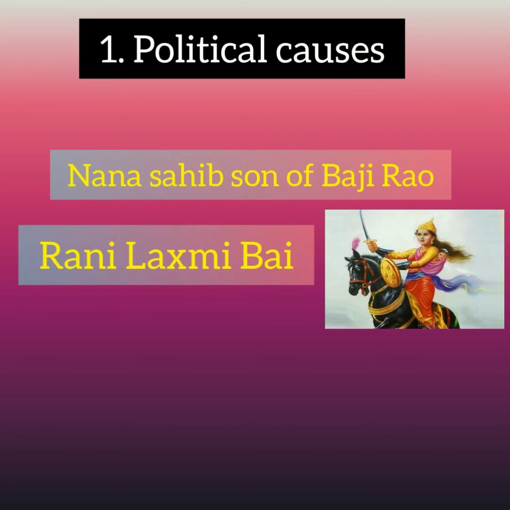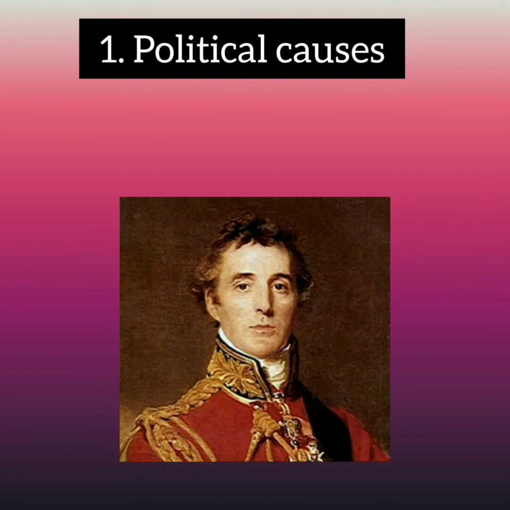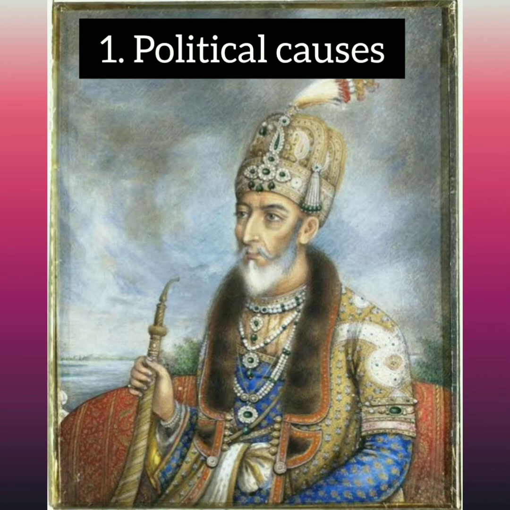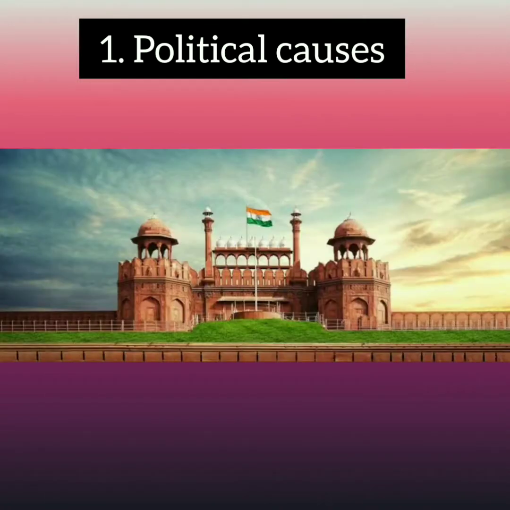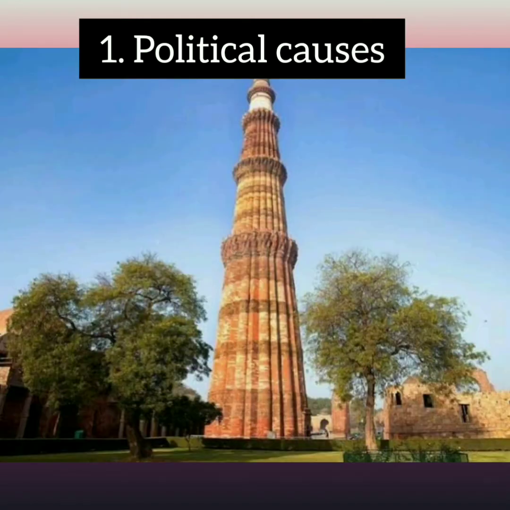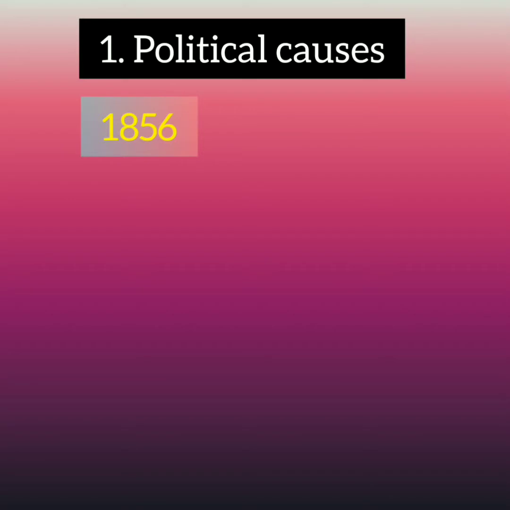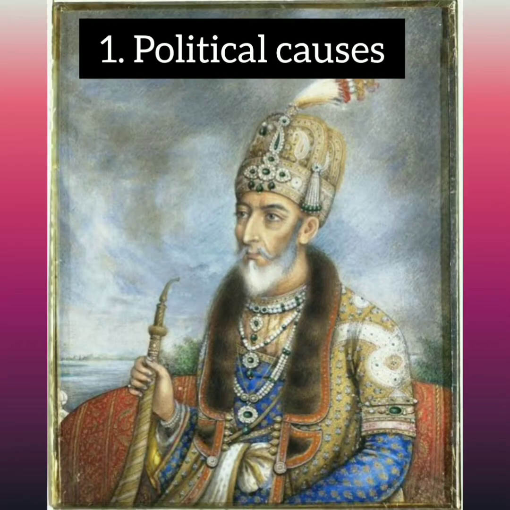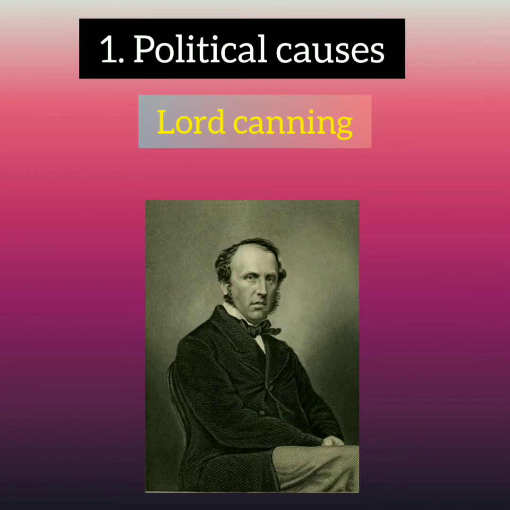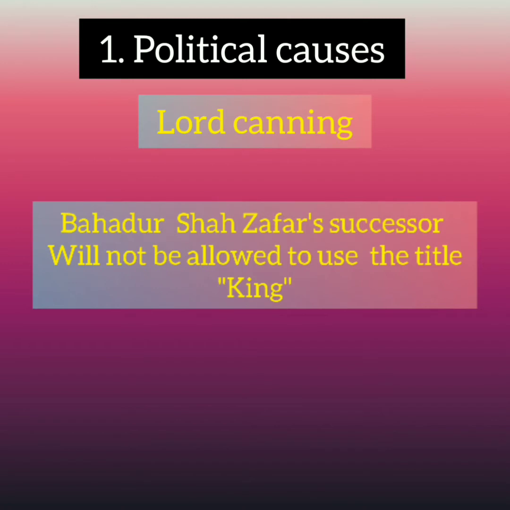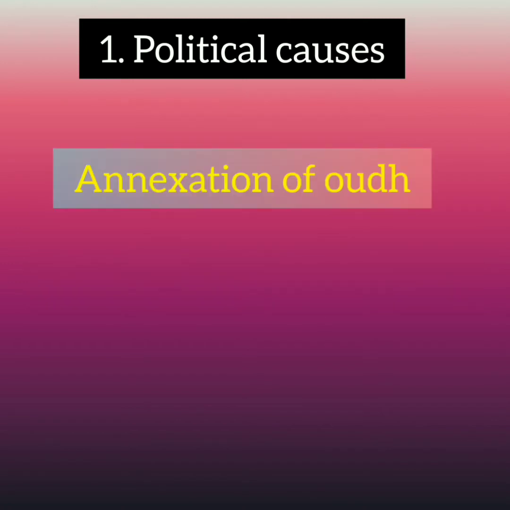And also, to make matters worse, Lord Dalhousie announced in 1849 that Bahadur Shah II will not be allowed to stay in the Red Fort anymore, and he was compelled to move to a place near Qutb Minar. And also in 1856, when Bahadur Shah II died, Lord Canning announced that his successor will not be allowed to use the title king. The annexation of Oudh without a reason led to a huge uprising.